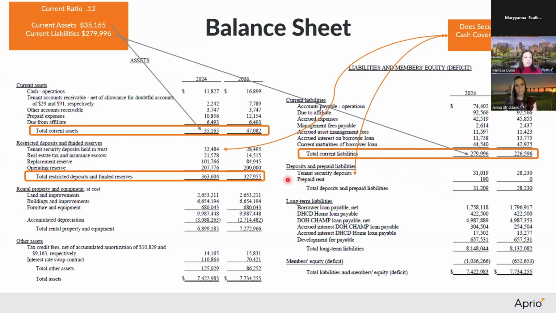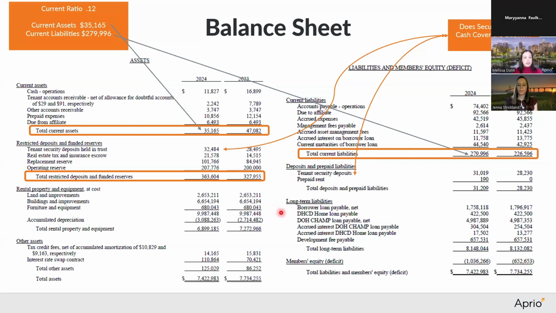The next section is your deposits and your prepaid liabilities. So this shows your tenant security deposit, which is the money that's owed back to your tenants when they move out, and this is required to be kept in a separate account. When I look at a balance sheet, I always look to make sure that this tenant security deposit liability is less than the security deposit cash. So this ensures that the project has kept enough cash aside in their security deposit cash account to cover those liabilities.